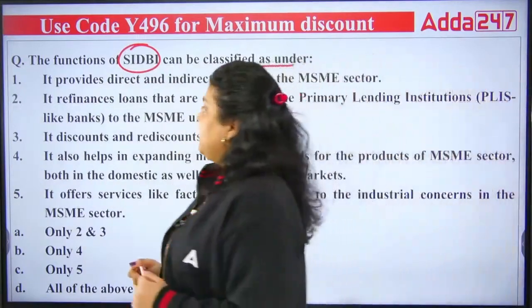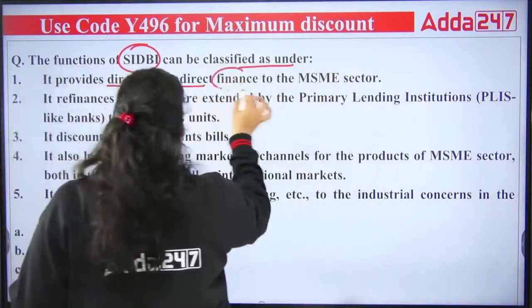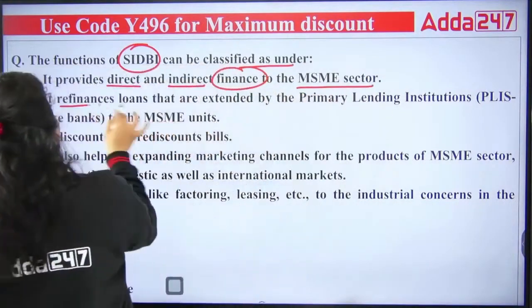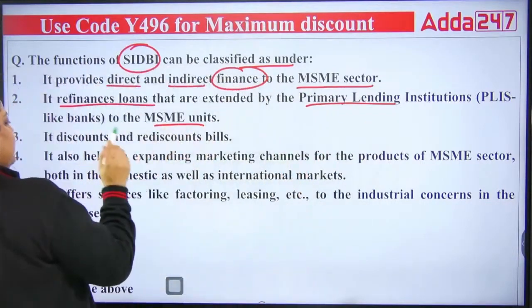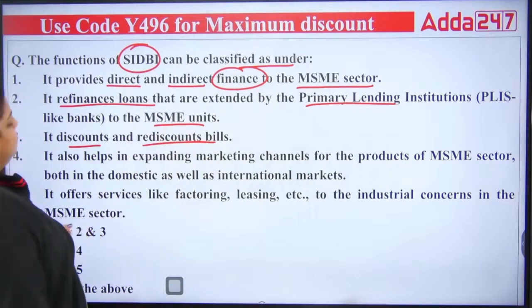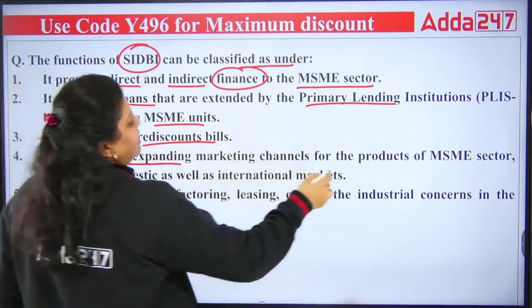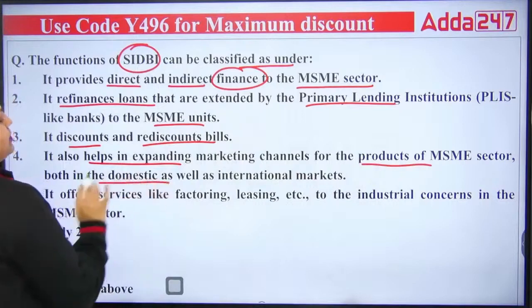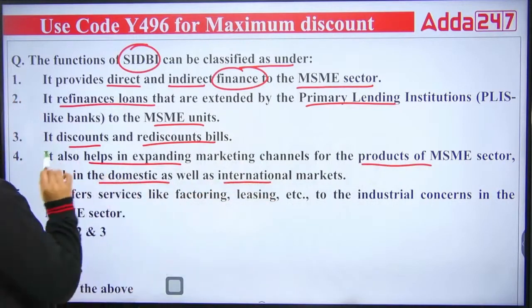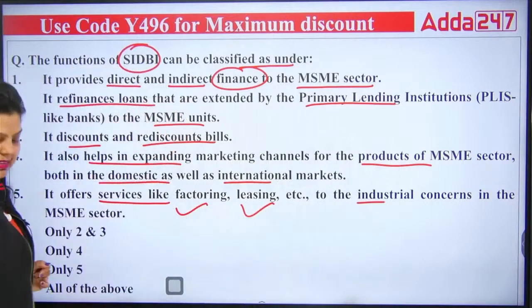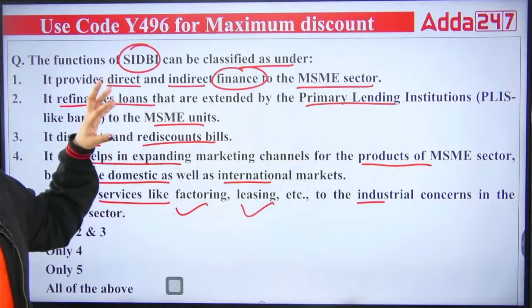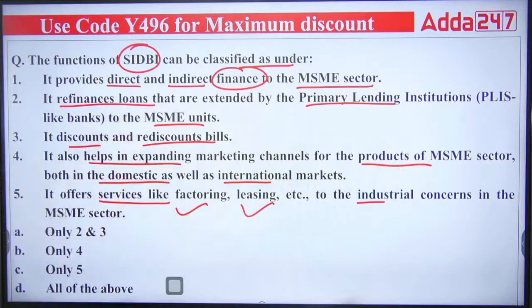It promotes the MSME. It provides direct and indirect finance to the MSME sector. It refinances loans extended by the primary lending institutions to MSME units. It discounts and rediscounts bills. It also helps in expanding marketing channels for the products of the MSME sector, both in the domestic as well as international market. Then it offers services like factoring and leasing to industrial concerns in the MSME sector. Now you have to answer which of the following is the function of SIDBI: only 2 and 3, only 4, only 5, all of the above.